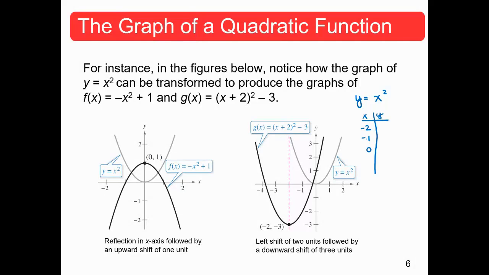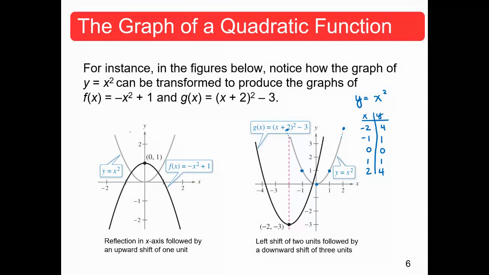I'm just going to pick -2, -1, 0, 1, and 2. And when I plug it in here, I get -2 quantity squared is 4, -1 quantity squared is 1, 0 squared is 0, 1 squared is 1, 2 squared is 4. If I were to plot those points, I would get, so -2, 4 would be somewhere up here, -1, 1, 0, 0, 1, 1, and then 2, 4 would be somewhere up here. So you could see this gray graph represents the parent function.